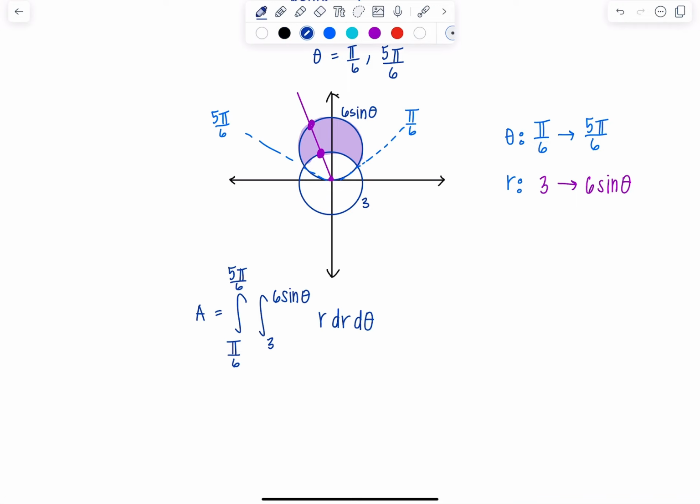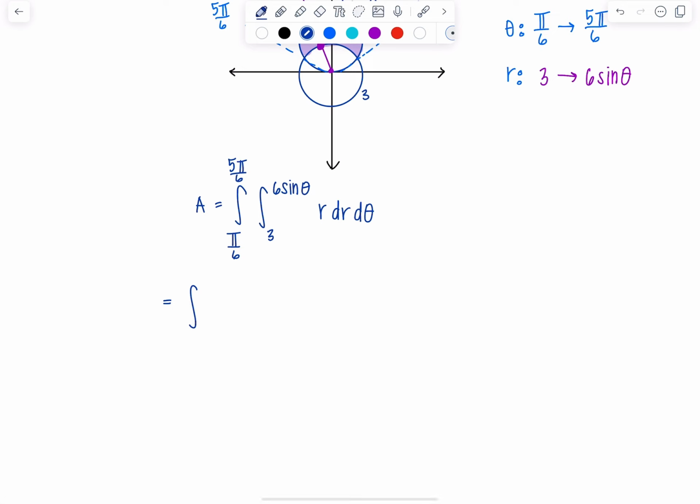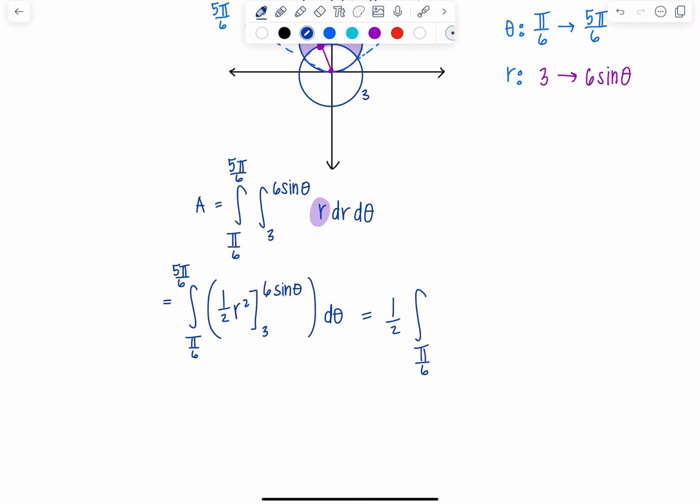Let's go. So we have, and yeah, you got to rewrite everything, pi over 6 to 5 pi over 6. Then we have the antiderivative of r, which is 1/2 r squared, and then that gets evaluated from 3 to 6 sine theta, and then I still have this d theta out here. So let me take the 1/2 out. I like taking the constants out. It makes it a little easier on your brain to process what's going on. 36 sine squared theta minus 9 d theta, right?